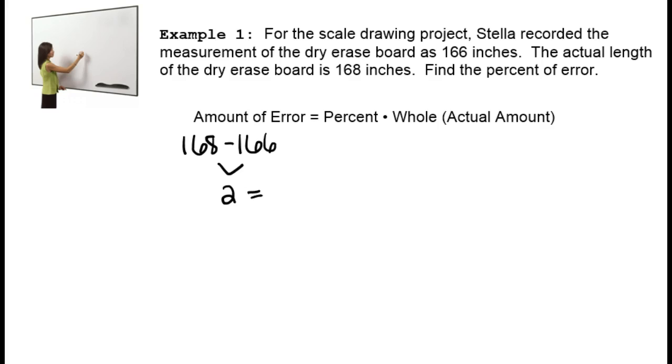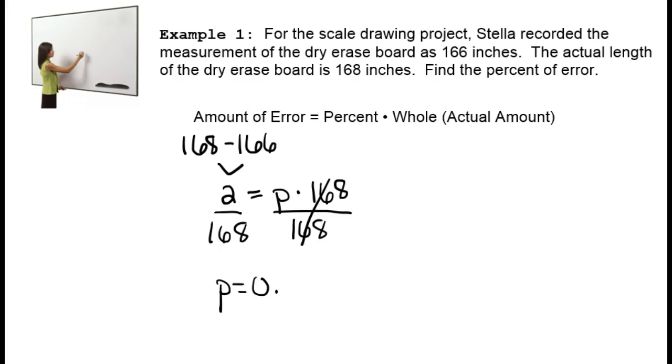So amount of error equals percent times whole. And the whole is always the actual amount because that's what really exists. That's the real length of the dry erase board, 168 inches. To get the percent by itself, we're going to divide both sides by 168. So on your calculator, do 2 divided by 168, and you're going to get a really long decimal. That's going to go on forever. That's an irrational number. To change that to a percent, we're going to multiply by 100.